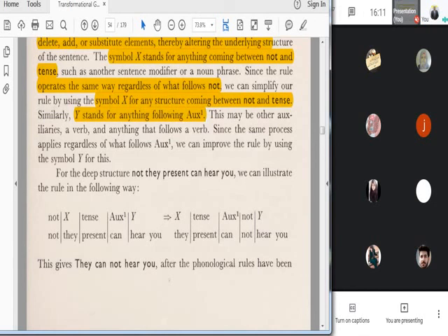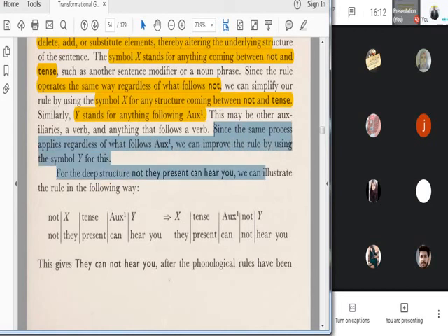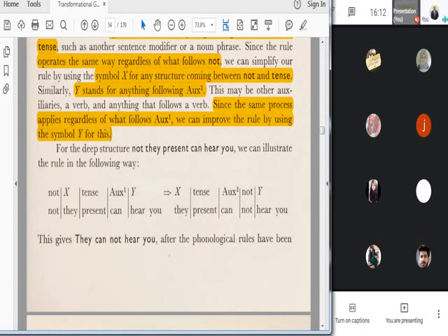And by the way, the main verb completes the action, so it is part of the complement in general. This may be other auxiliaries, a verb, and anything that follows a verb. Since the same process applies regardless of what follows auxiliary 1, we can simplify the rule by using the symbol Y. That's why we used X and Y.